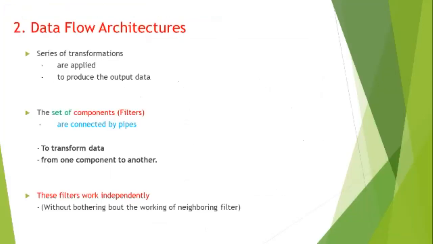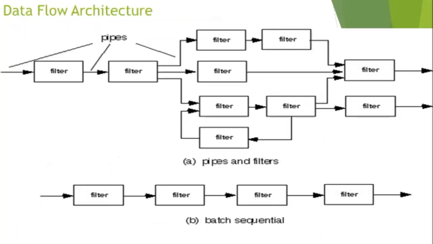In the second, data flow architecture, a series of transformations are applied to produce the output data. The set of components, filters, are connected by pipes to transform data from one component to another. These filters work independently without bothering about the working of the neighboring filter. This is the data flow architecture, with pipes and filters and batch sequential.